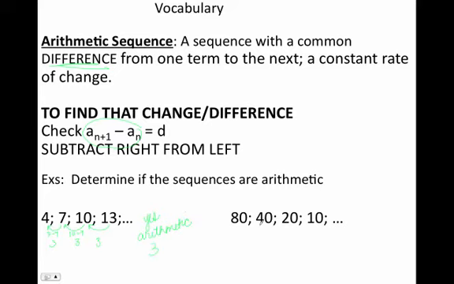Okay. So here, let's go ahead and see. I can see that there's a pattern. I could even tell you the next one in the line, but let's see, is this arithmetic? So 40 minus 80, that's going to get us negative 40. And then here, 20 minus 40, that's going to get us negative 20. Right there I can stop and say, no, this is not arithmetic.